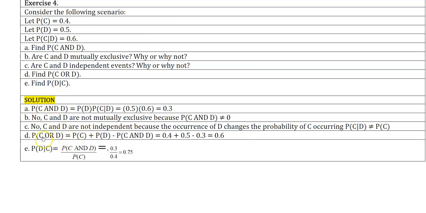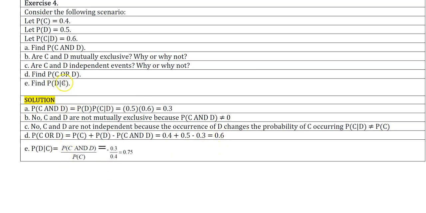And if they're not independent, what's the probability of C or D? Okay, they have some overlap, so we can use the so-called addition rule for probability and calculate the probability of C or D as the probability of C plus the probability of D minus the probability of their overlap, which is the probability of C and D. And we have all of these numbers, just plug them in, 0.4 plus 0.5 minus 0.3 to give us 0.6.